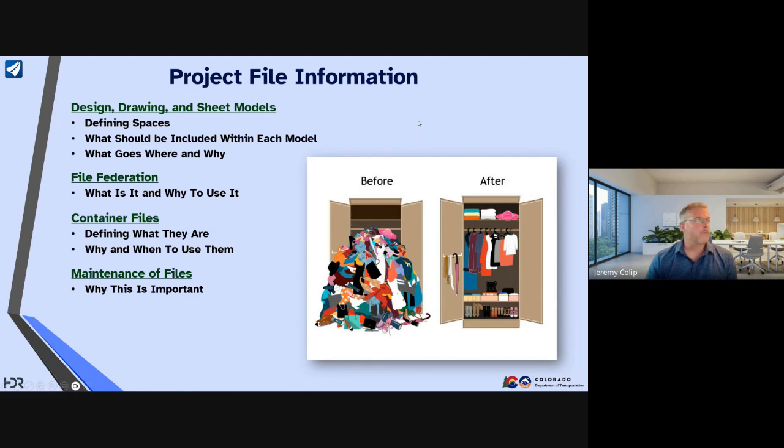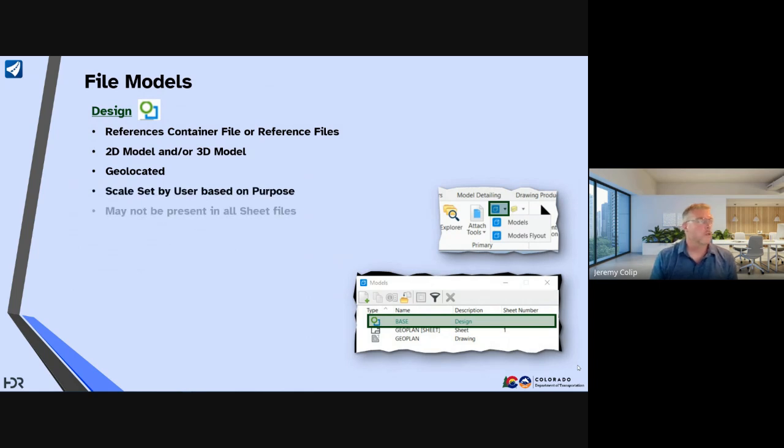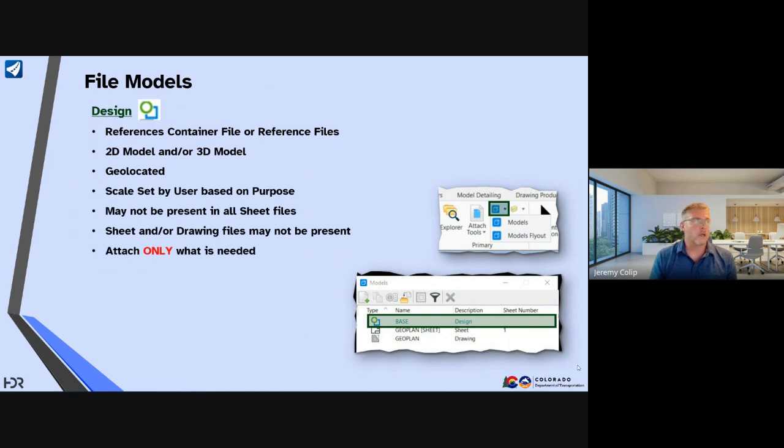So I'm going to dive into the design, drawing, and sheet models. First, what we're going to go through is the design models, referencing container files and reference files. That's really what the design models are for. And again, we're talking more on the production side of things, but also from a design model standpoint, if I am designing in a file where I have corridors, or geometry, or something like that.